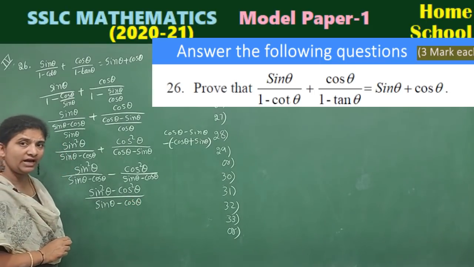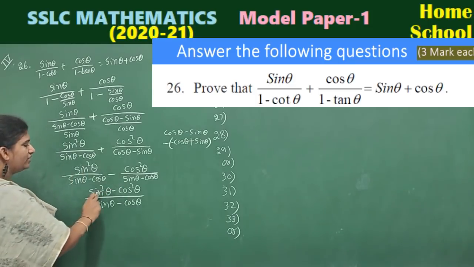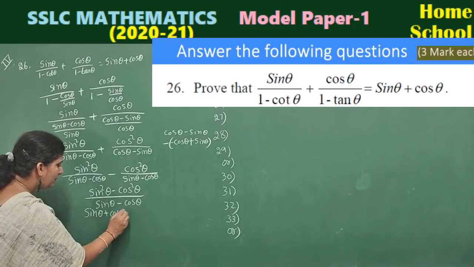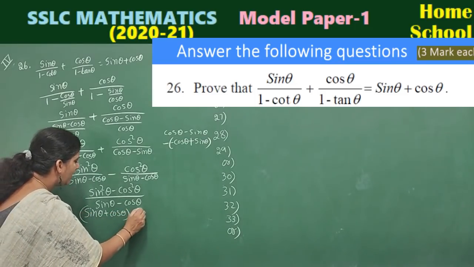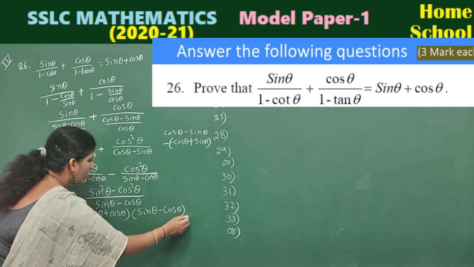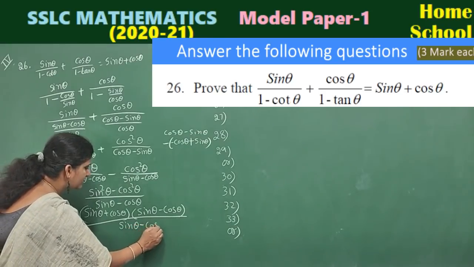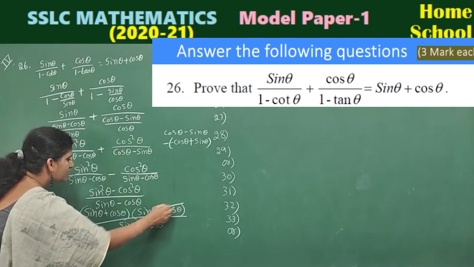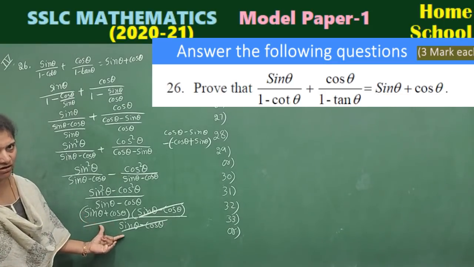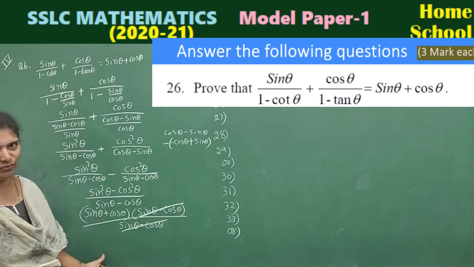Now I remember an identity, that is a square minus b square. This can be written as a plus b, sin theta plus cos theta, into a minus b, that is sin theta minus cos theta, whole divided by sin theta minus cos theta. Now sin theta minus cos theta cancels, you are left with sin theta plus cos theta. See the RHS? Yes, this is the thing we need to prove.